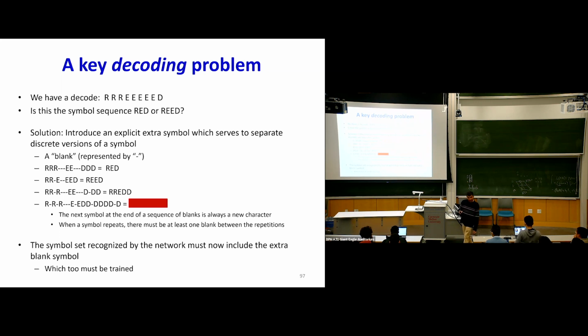Then I have a blank. The blank disappears, but it separates the next R from it, right? Because there was an intervening symbol. And so now this R remains, then the blanks go away again. These two E's become an E, the blanks disappear. This D stays, then the blank disappears, the two D's compress to a D, right? So you see what's happening over here.